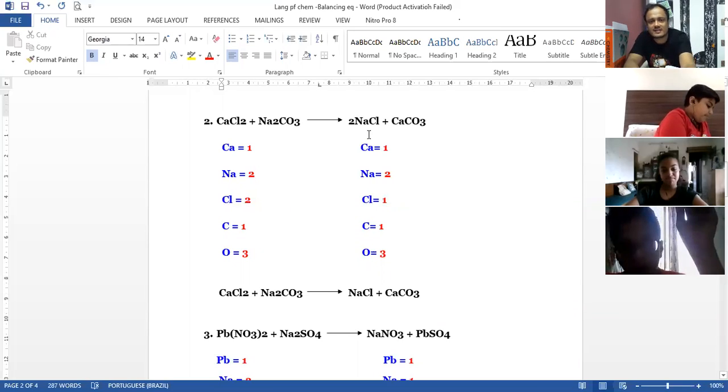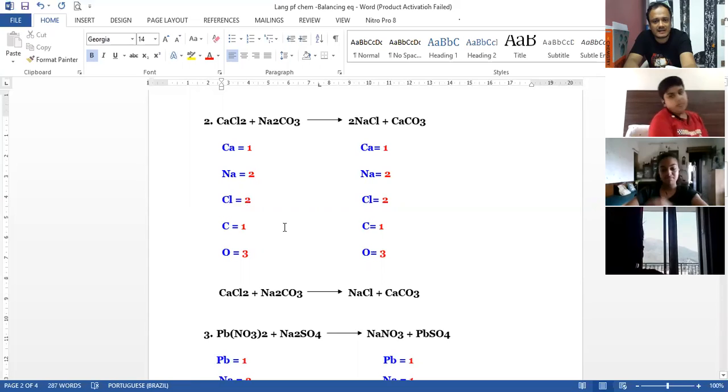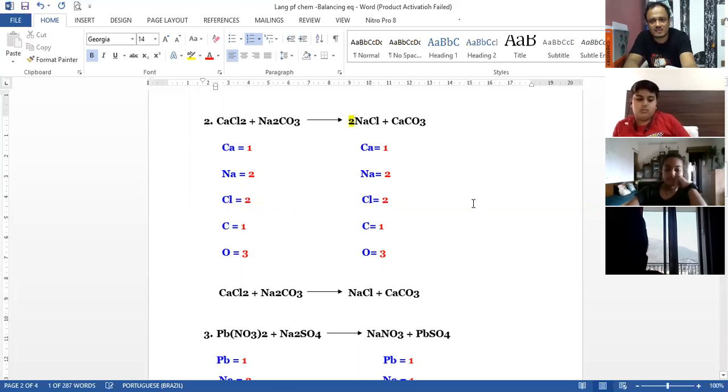Along with that, you can see that chlorine also has that 2 over here. So Cl also becomes 2. Now Cl also is balanced. Carbon is balanced. Oxygen is balanced. It's a very simple equation. By just putting a 2 in front of NaCl, we balance the equation, right? I hope you understood this.